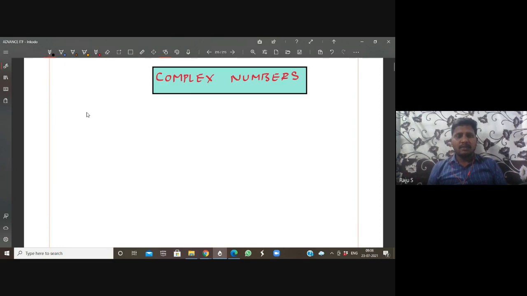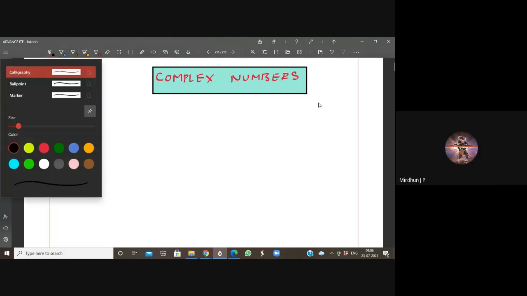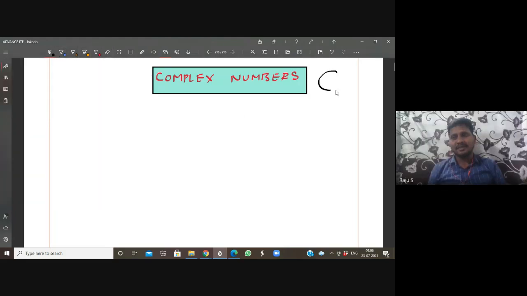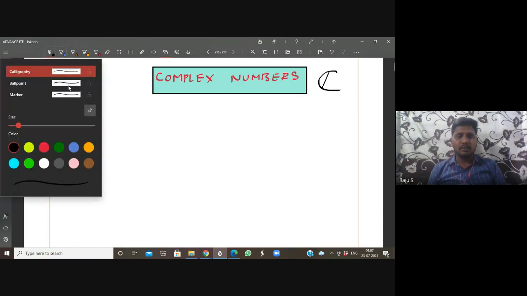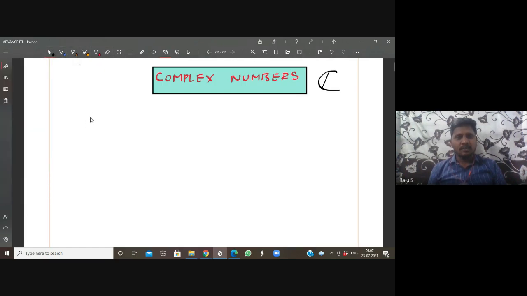You know that there are natural numbers, integers, real numbers, and finally complex numbers. Complex numbers can be denoted by capital C. Don't write anything, just listen. So C can be written as A plus iota B, or X plus iota Y, or P plus iota Q.